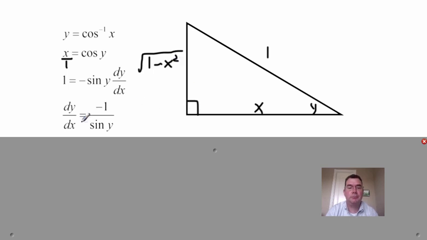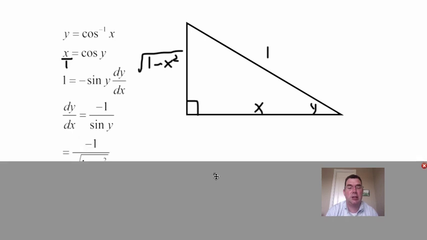So in order to express this derivative in terms of x instead of y, I've got to write sine y as something in terms of x. The sine of y is going to be the opposite over the hypotenuse, which is the square root of 1 minus x squared over 1. I can ignore the over 1 part, so the sine of y is just the square root of 1 minus x squared.